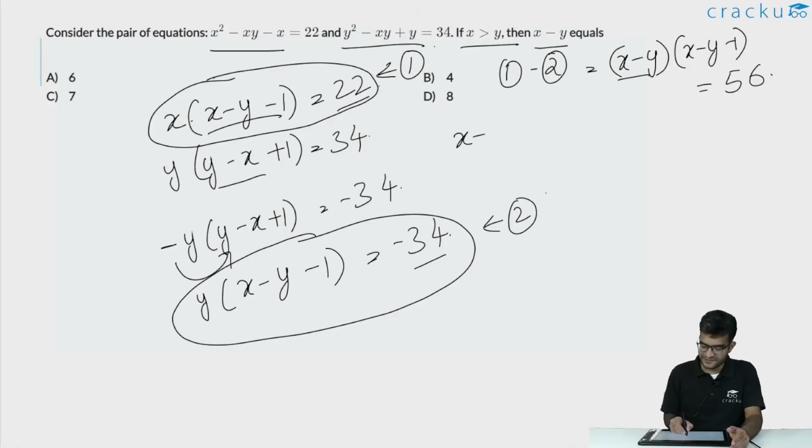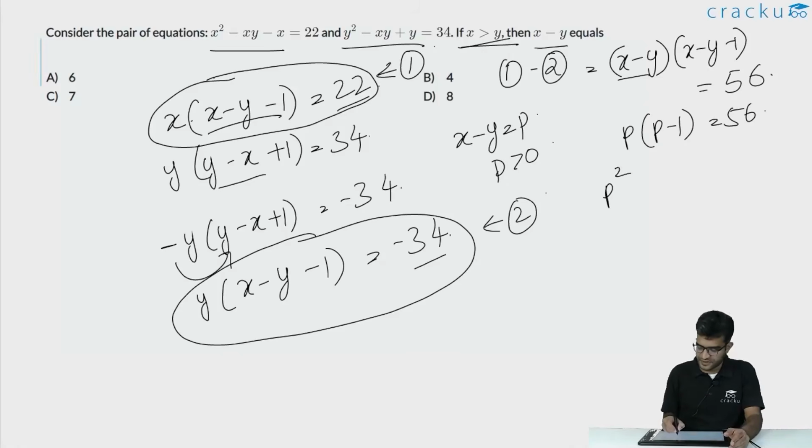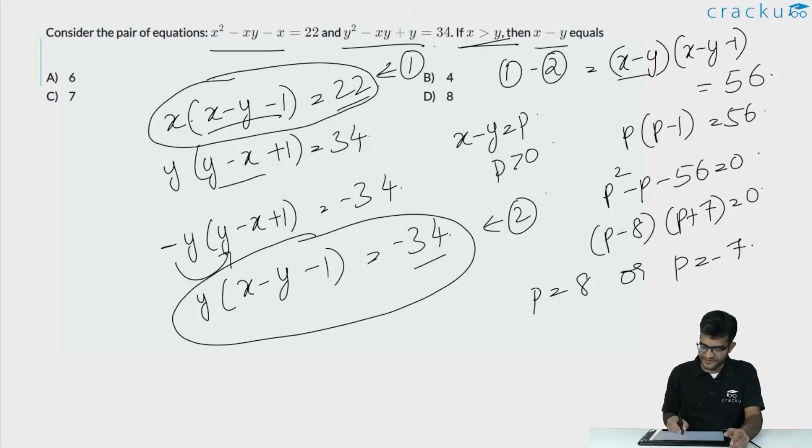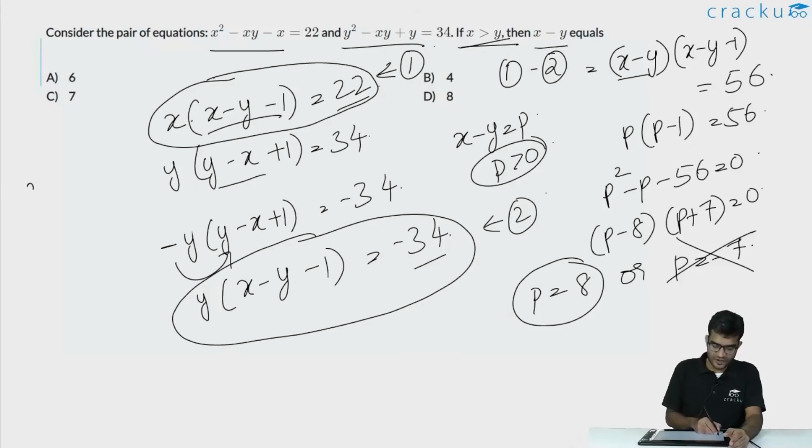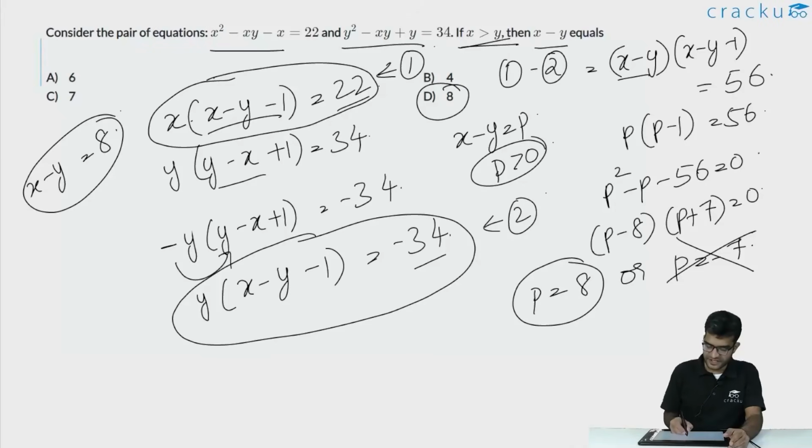Now let us assume that x minus y is equal to p. We are told that x is greater than y, so p is greater than 0. So the equation that we have will be p into (p minus 1) is equal to 56, or p square minus p minus 56 is equal to 0, or (p minus 8) into (p plus 7) is equal to 0. So the value of p is either equal to 8 or it is equal to minus 7. We know that p is greater than 0, so the second root can be ignored. So the value of p, which is equal to x minus y, is equal to 8. So the answer for this question is option D, which is 8.